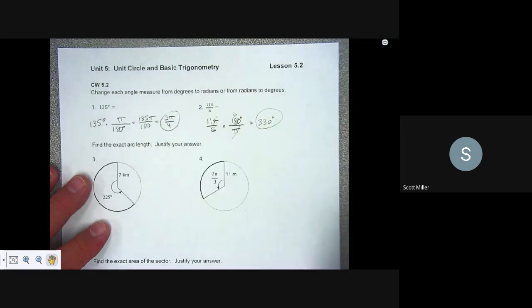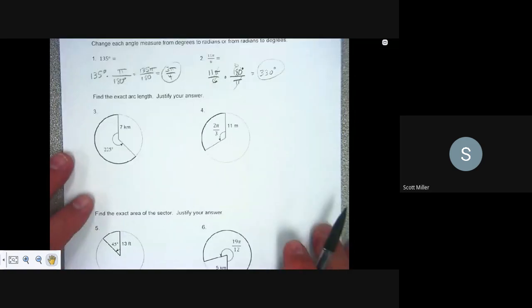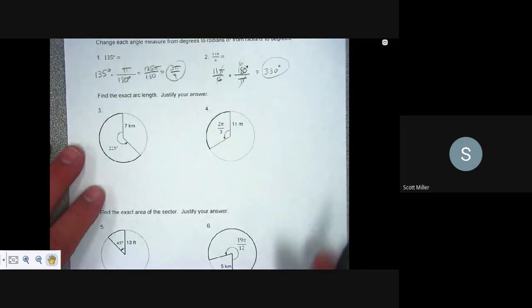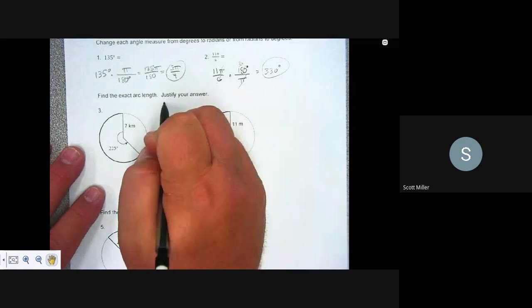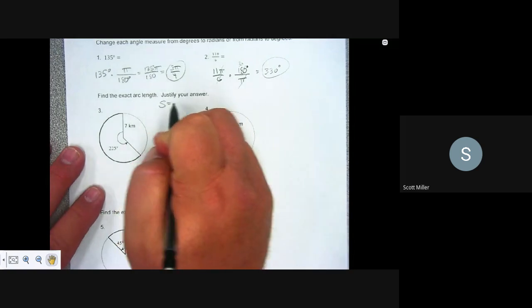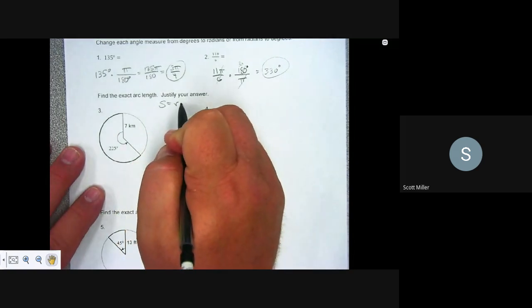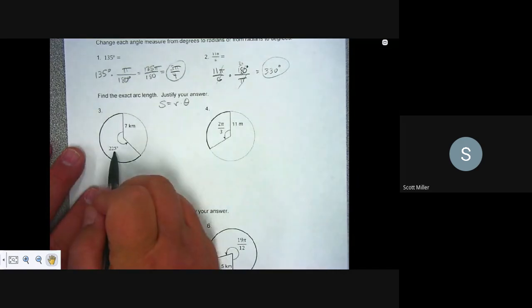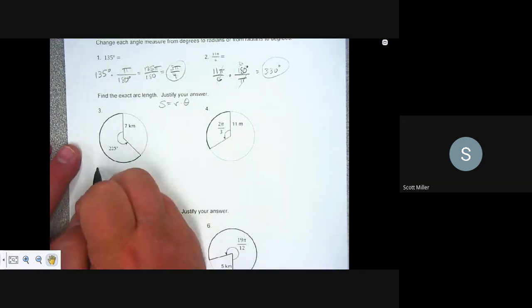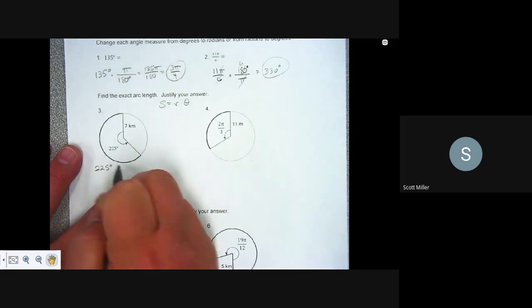So that's how I use the conversion formulas. You want to make sure you practice that. Okay? So this is the arc length. Both of these problems are arc length. Write the formula that you're going to use now. S is R times theta, where theta is in radians. This problem is not in radians, so I'm going to convert 225 degrees to radians.